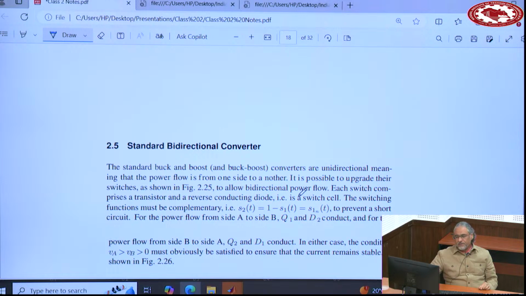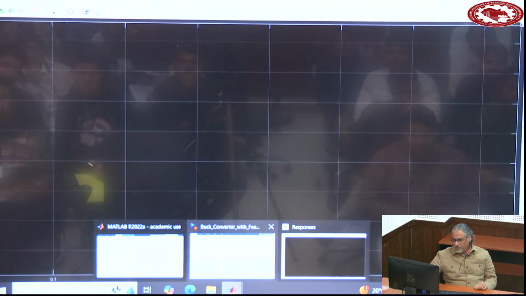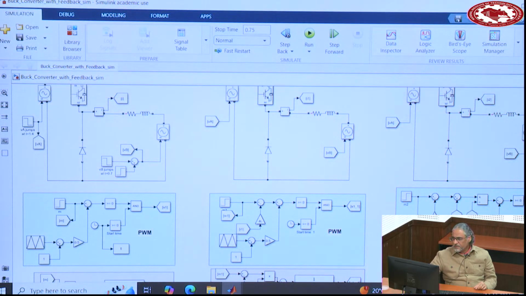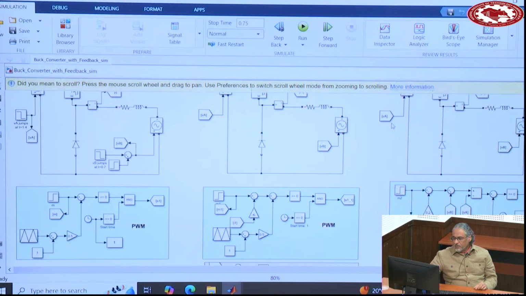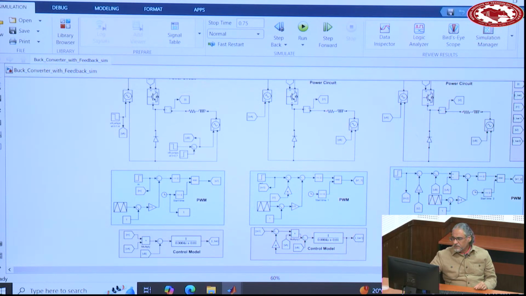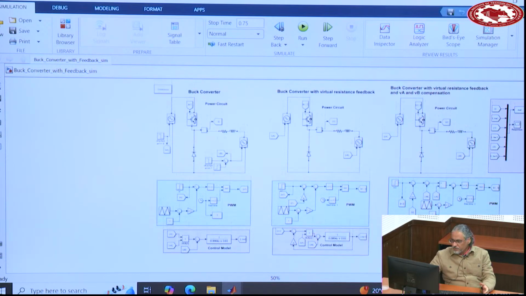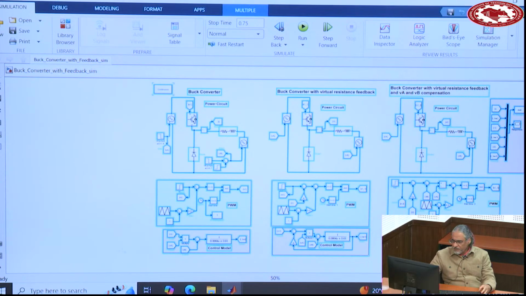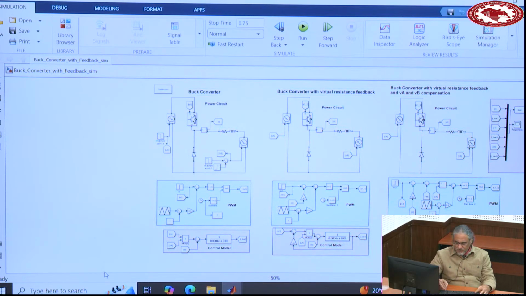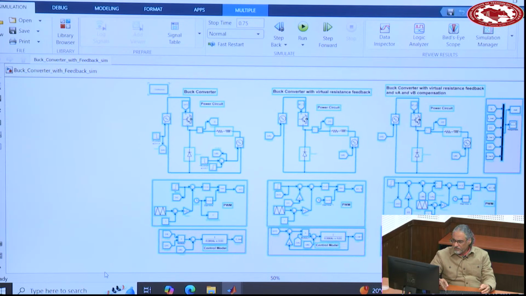Okay, all right, so now let's go to our MATLAB. I'm done with boost, and I'm going to combine buck and boost and derive the voltage source converter. But hopefully we can run our simulation first. We can move these simulations a little bit to the left.